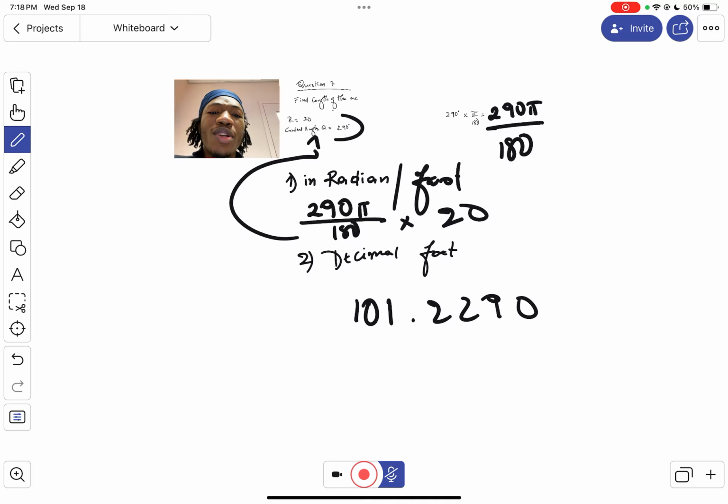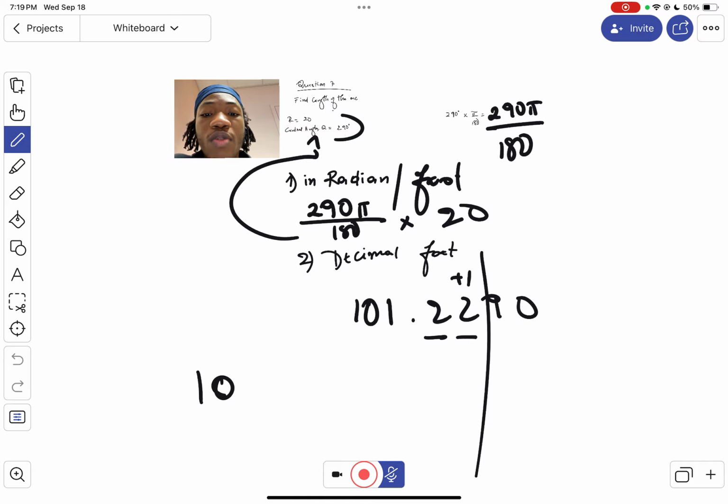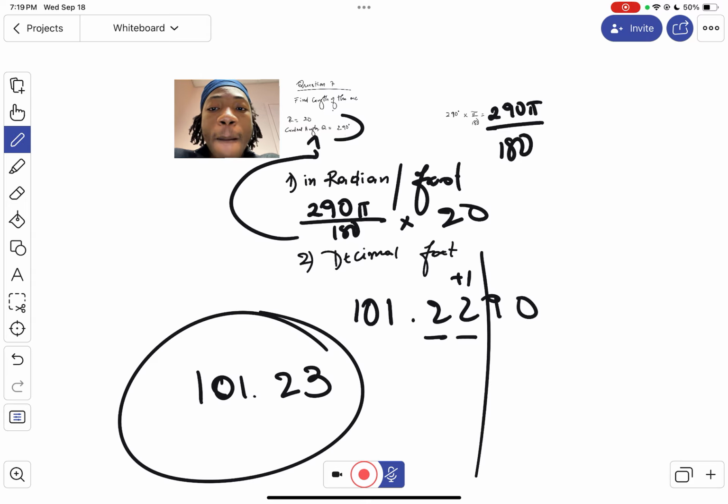In order to round this to 2 decimal places, we're going to get 2 numbers after the dot. So it's going to be 1 and 2. Then you stop and take a look at the number that comes after the 2. That number is a 9, and the 9 is greater than 5. So you go up, you add 1 on top of the 2, and then your final result will be 101.23. So this is the final answer, the length of the arc in feet.